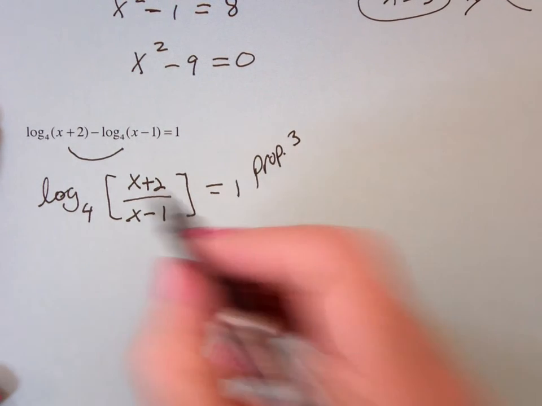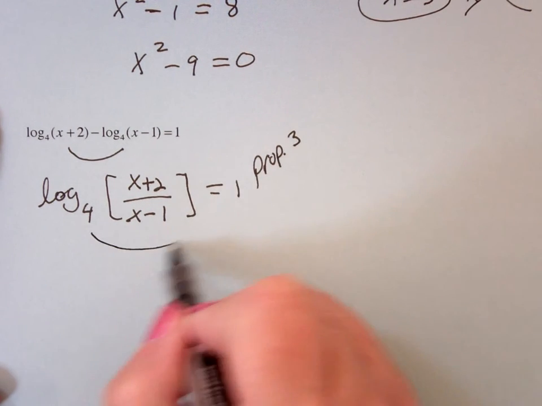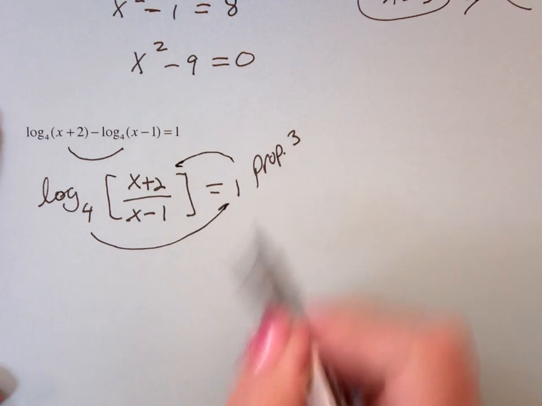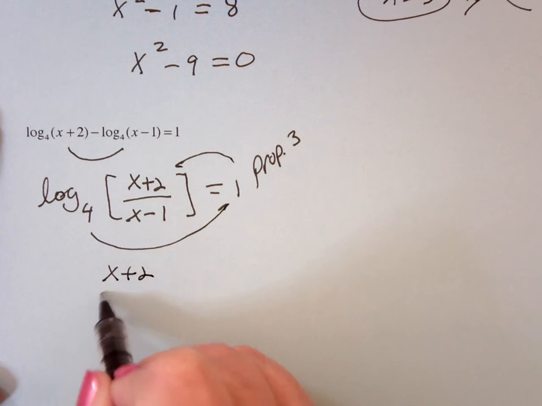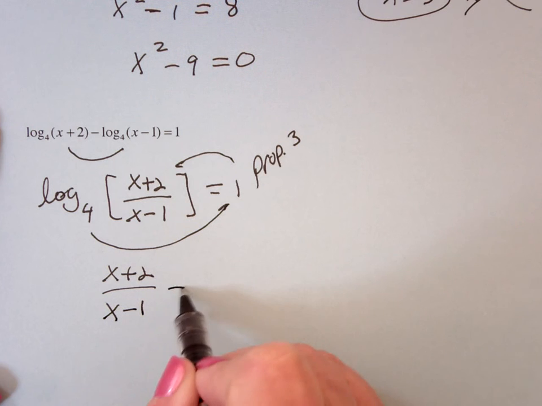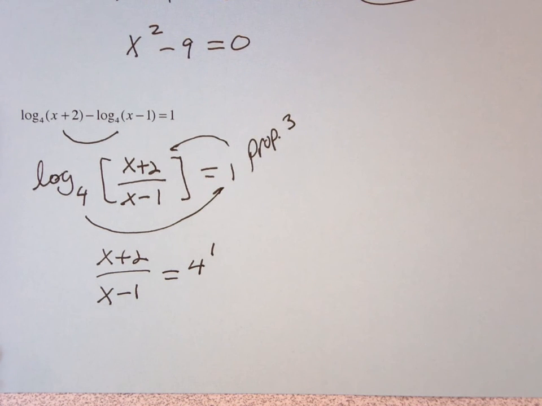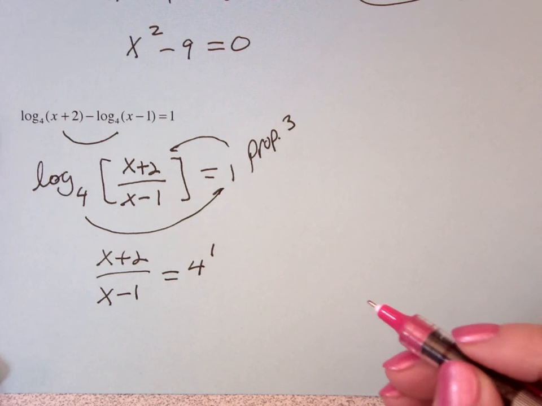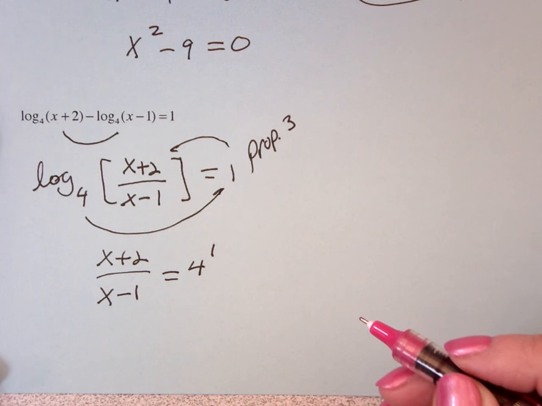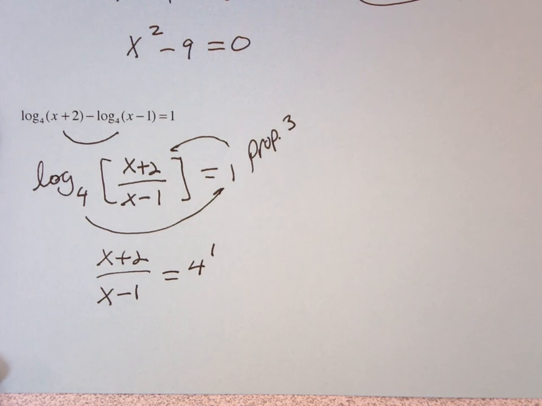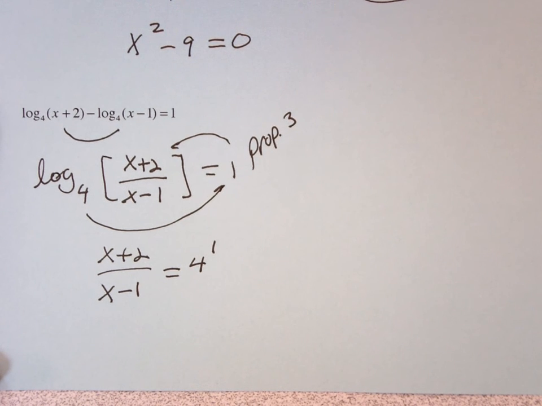Now we rewrite, it's just the same thing we've always done. 4 to the 1 equals the argument. So x plus 2 over x minus 1 equals 4 to the 1, which is 4. Now what do I do? Move the 4? I can't move the 4. What do I do? Divide by x minus 1.